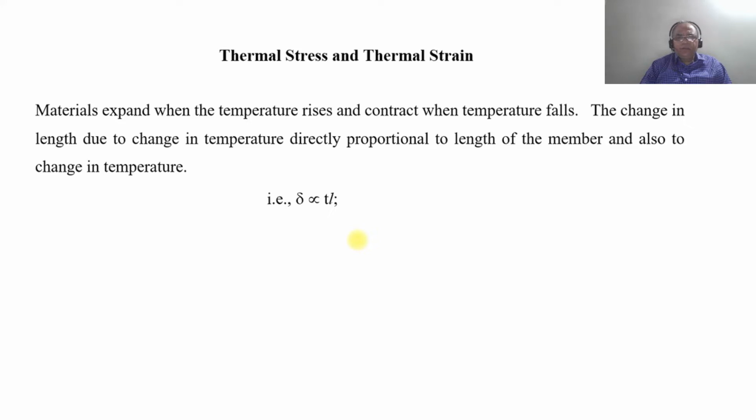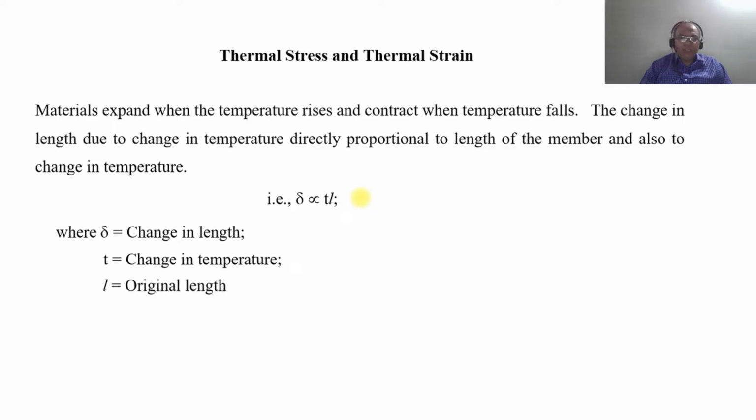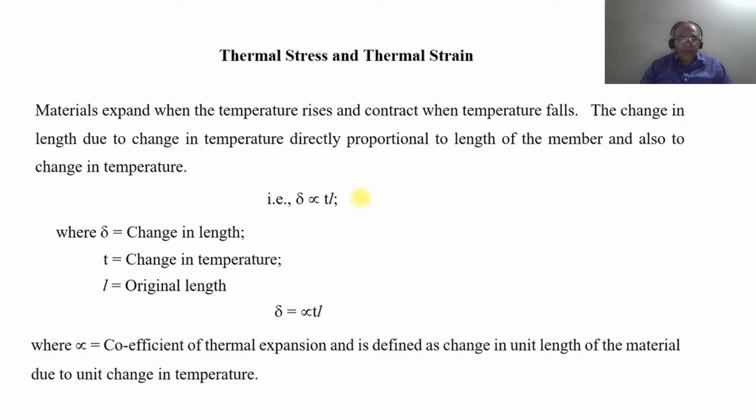So, the change in length due to change in temperature is directly proportional to the length of the member and the temperature change. That is, delta is proportional to T into L, where delta is the change in length, T is the change in temperature and L is the original length. Taking the proportionality constant, delta equals alpha into T into L, where alpha is the coefficient of thermal expansion, defined as the change in unit length of the material due to unit change in temperature.